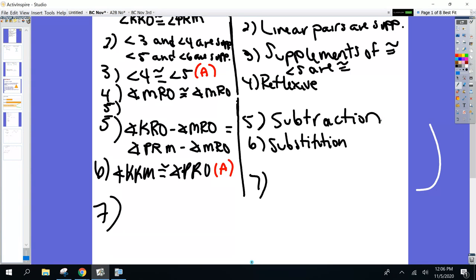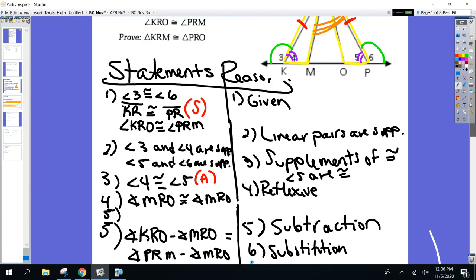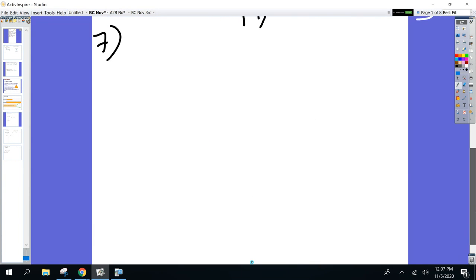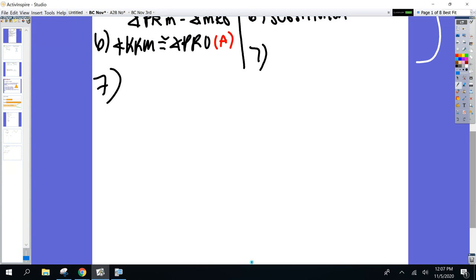So everyone see how I got it. I use supplementary theorems to find one pair of angles. I use subtraction to find another pair of angles. So now I have two pairs of angles and a side. The only thing you guys got to figure out is, are those sides in between the congruent angles? And the answer is yes, they are. So that is the reason my method for the triangles being congruent will be angle side angle versus angle angle side.